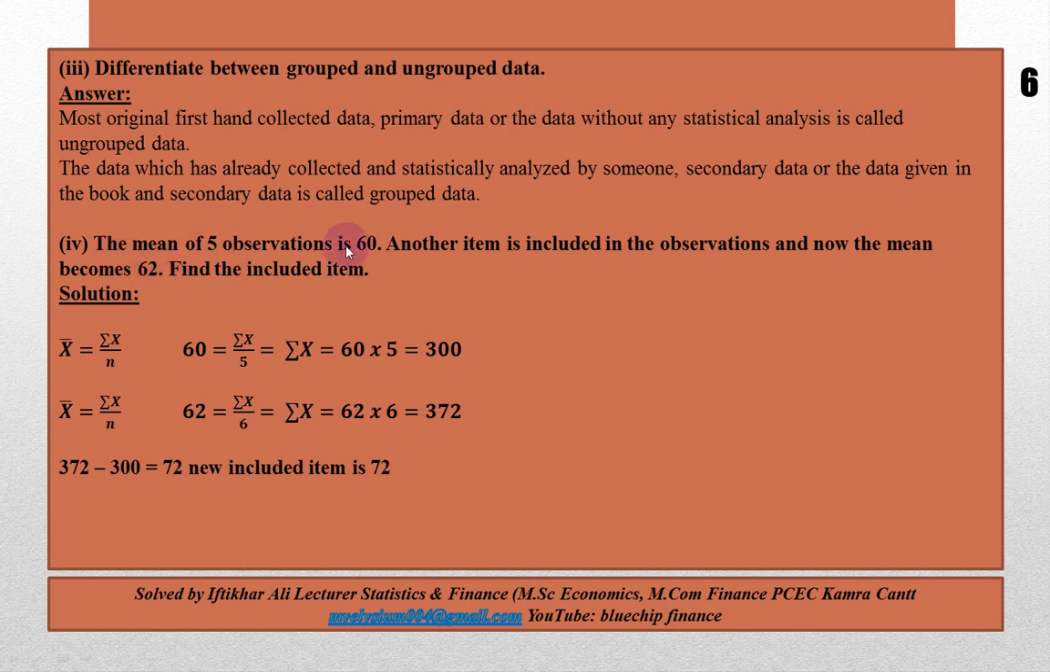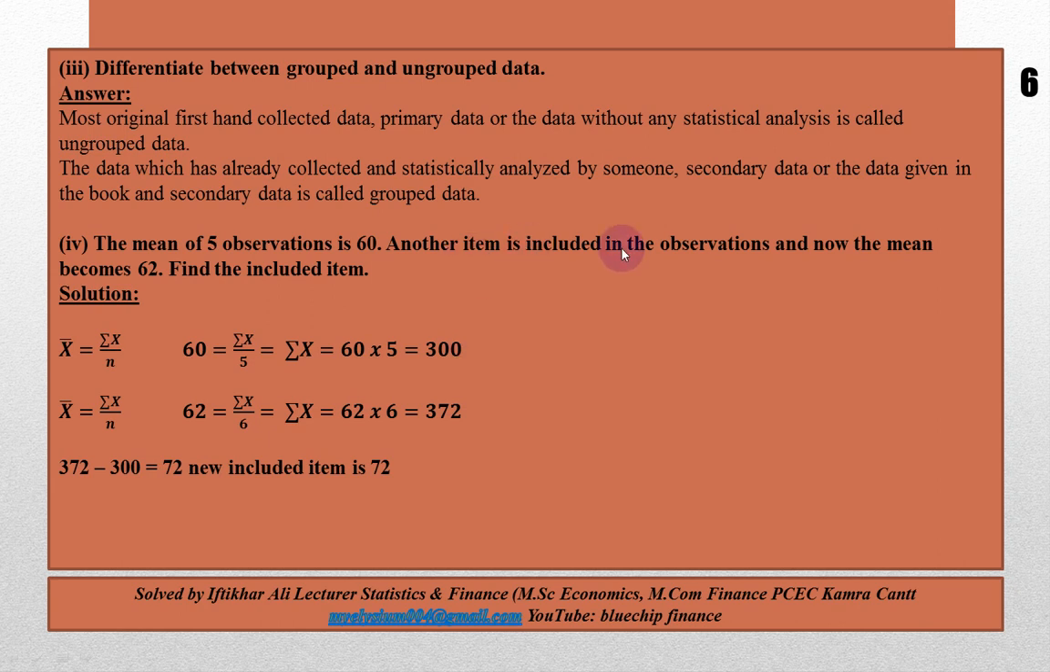The mean of 5 observations is 60. Another item is included in the observations, and now the mean becomes 62. Find the included item. First of all, we calculate sum of x of the first information, that the mean of 5 observations, n will be 5 and mean will be 60, and sum of x will be 300.